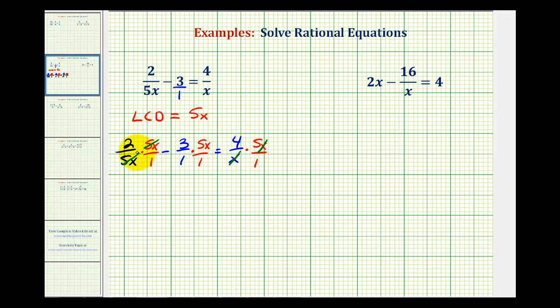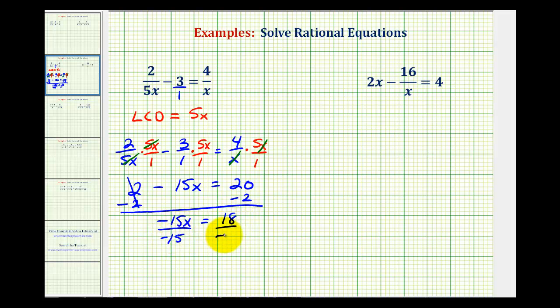This first product here is just going to be 2 minus 3 times 5x is 15x. And on the right side we just have 4 times 5, which is equal to 20. So now to solve for x, we'll subtract 2 on both sides of the equation. This will be 0, so we have negative 15x equals positive 18. We'll divide both sides by negative 15. So we have x equals, here we do have a common factor of 3, so if we divide both the top and bottom by 3, notice how we would have 6 over negative 5, or just negative 6/5.